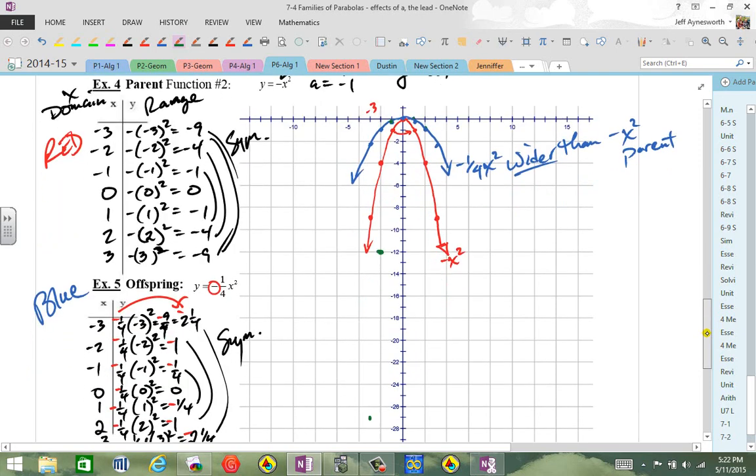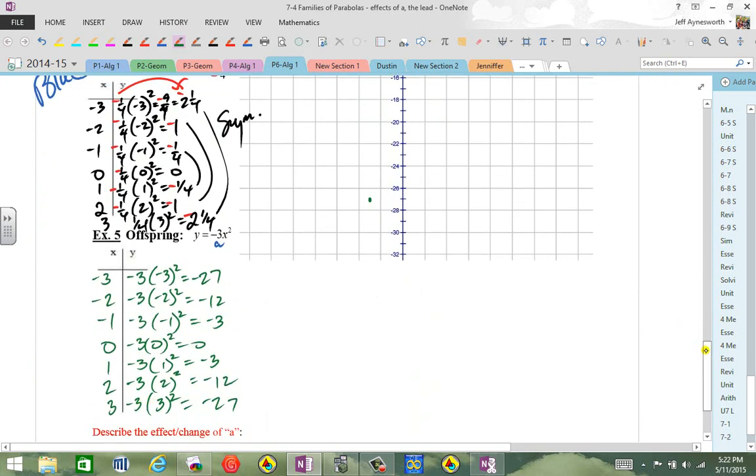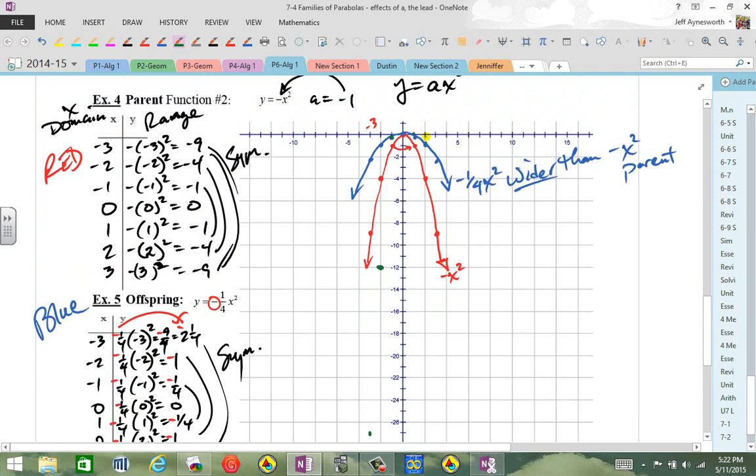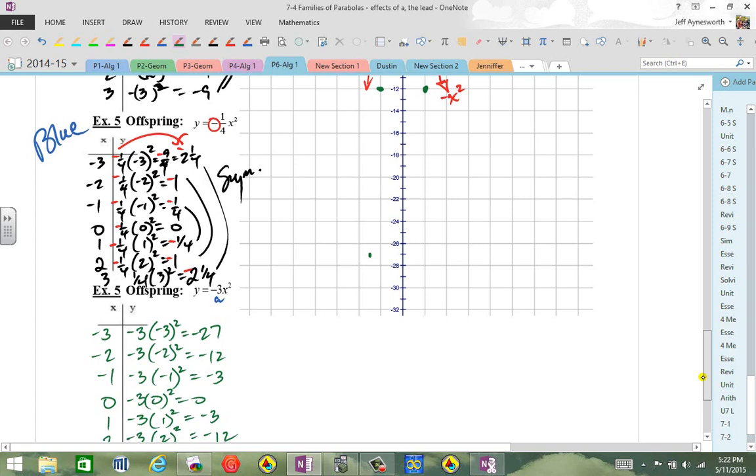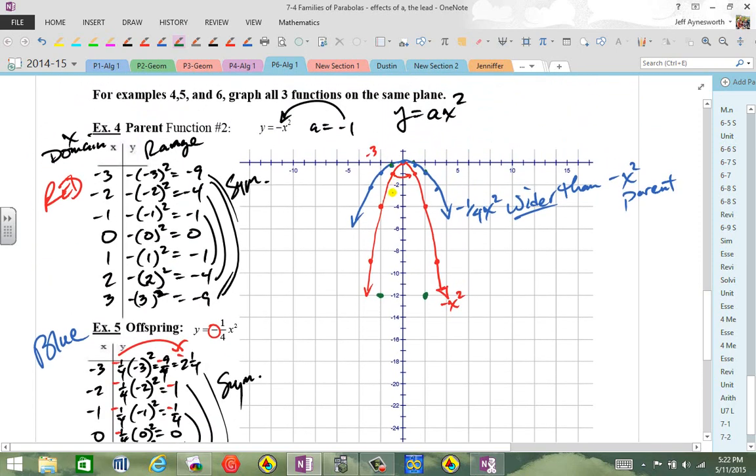And then we've got 2 comma negative 12. What am I saying? 2 comma negative 12. So 2, down negative 12 right here. And 1 comma negative 3. Okay, 1 comma negative 3. So right here. So here are the 2 points.